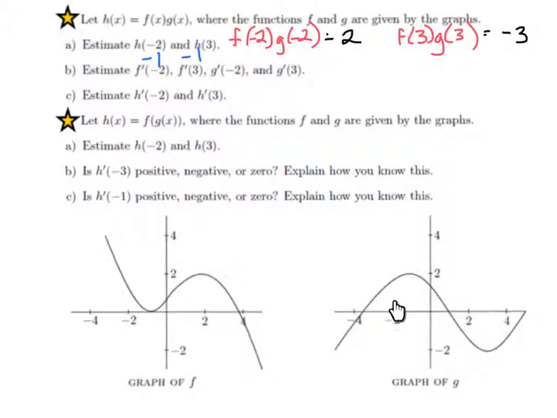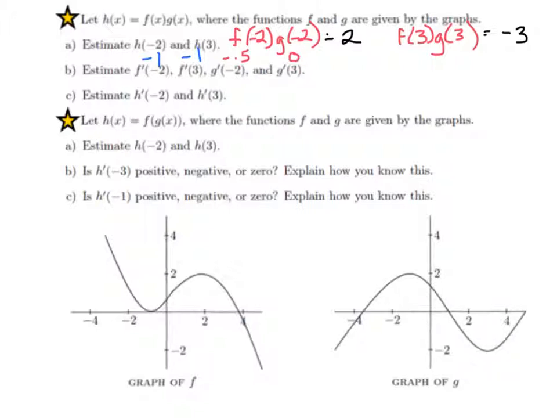G prime of negative 2 looks positive, maybe like positive 0.5. G prime of 3, right in here, looks like 0. Okay, so that's estimating the slope.